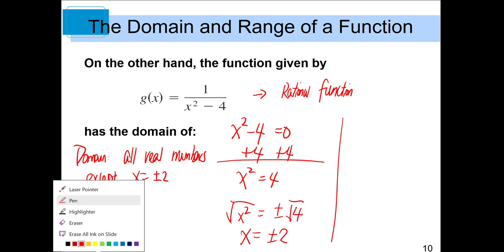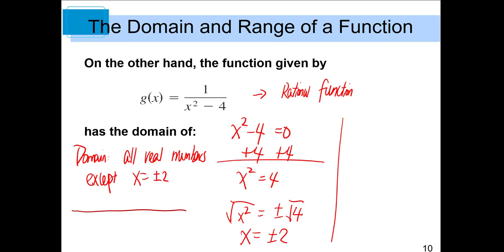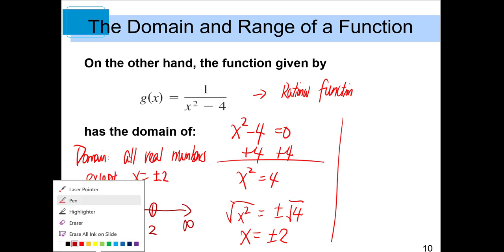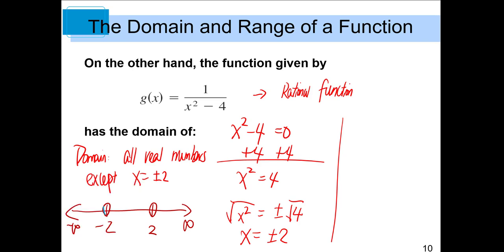So if you want to form a number line and then try to visualize this, we can do that. You draw the number line, right? And this is from negative infinity to infinity. And then negative 2 is here, 2 is here. So basically we put an open circle there because we're not including those. So that actually splits the entire domain into 3 different intervals. Interval number 1, interval number 2, interval number 3.